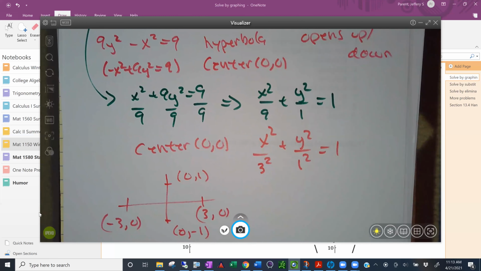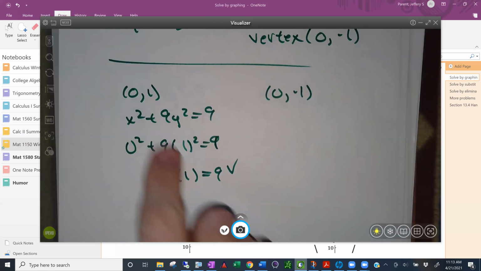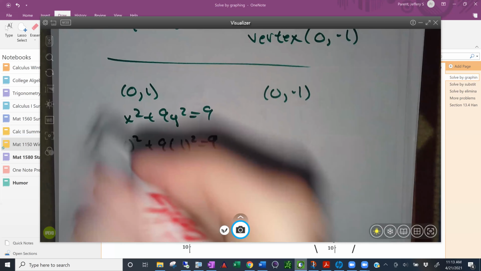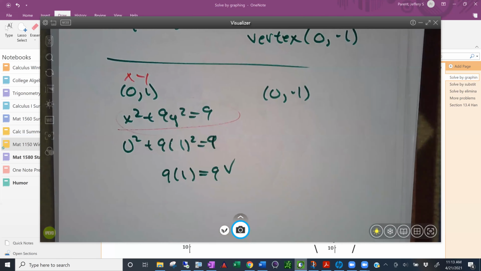Well, let me help you out here a little bit. What I was looking for is that if it's a solution, you should be able to put those numbers into the equation and find that they work. So if I take the point, say 0 for x and 1 for y, and put it into my equations, it should work in both of them. So here's a quick demonstration.